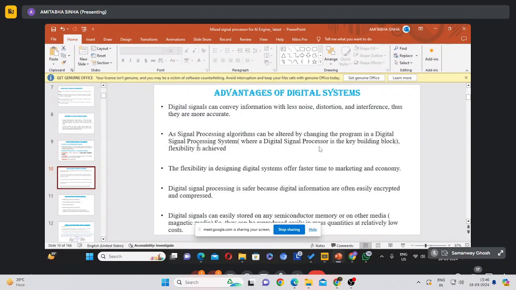Signal processing algorithms can be altered by changing the program in a digital signal processing system. They are flexible. For example, any algorithm for a given application can be converted to a discrete form, like any continuous signal can be converted to a discrete signal. And for example, any input-output relation can be described by differential equations.